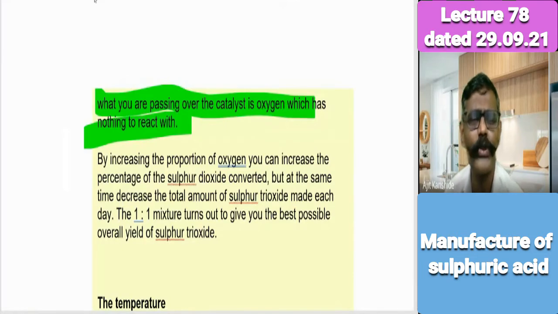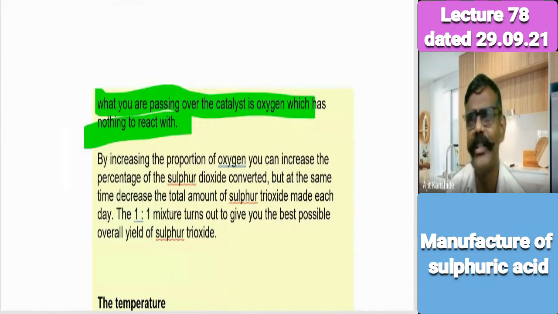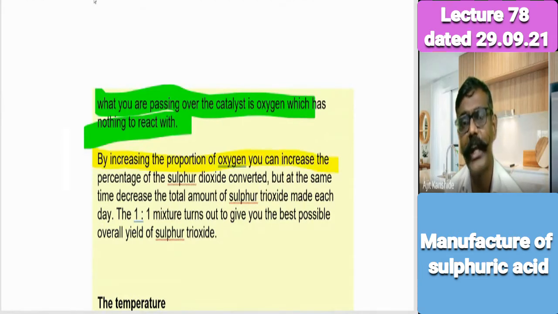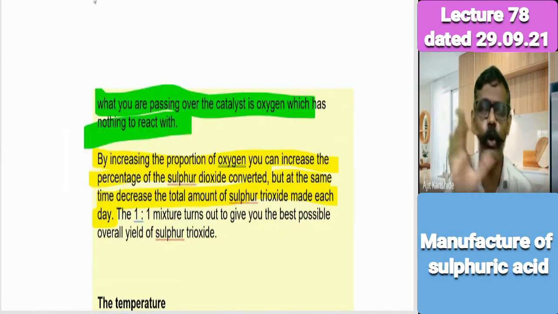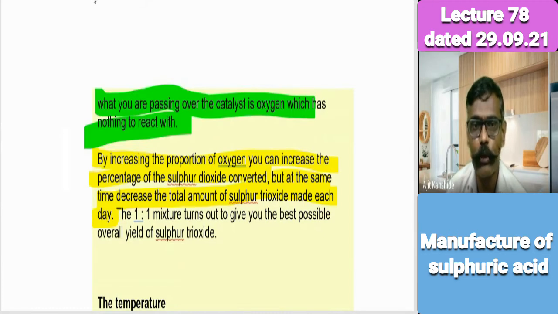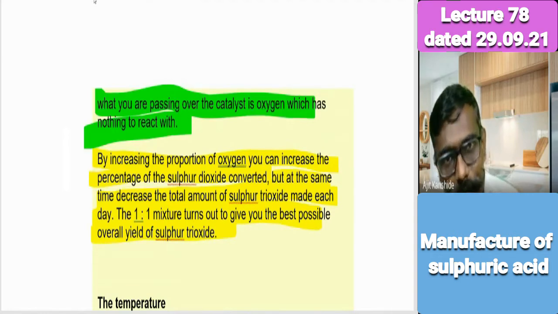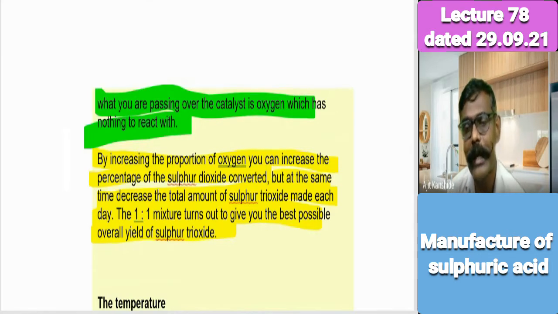After thorough research, thorough work, people came to know that a haphazard increase in the concentration of O2 is not good. By increasing the proportion of oxygen, we can increase the percentage of sulfur dioxide converted, but at the same time decrease the total amount of sulfur dioxide made each day. This reaction will be fast, but more production will not be there. Therefore, the 1:1 mixture turns out to give you the best possible overall yield of sulfur trioxide. Here is an explanation for the use of reactants in the proportion 1:1.